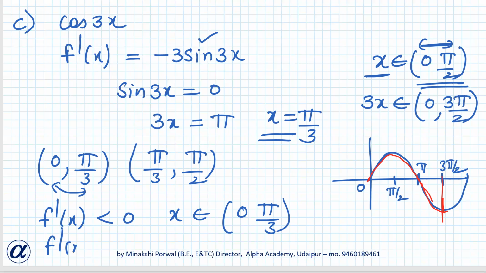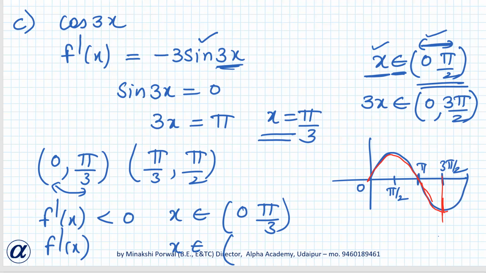Ma'am, another interval should be pi by 3 to 3 pi by 2, no? No, we are making intervals of x, not 3x. x varies from 0 to pi by 2, but the function has this 3x. So when x is 0 to pi by 2, 3x will be 0 to 3 pi by 2. So we are looking at sine of this 3x. Okay, when x is from pi by 3 to pi by 2.